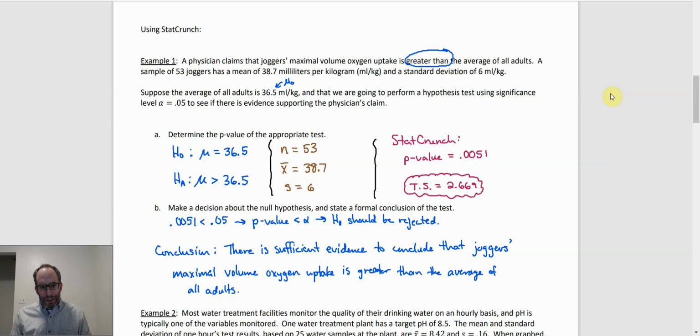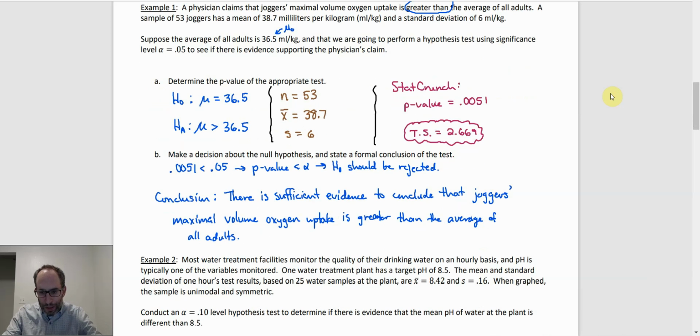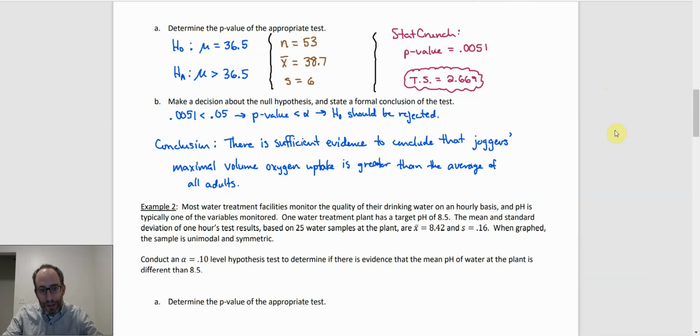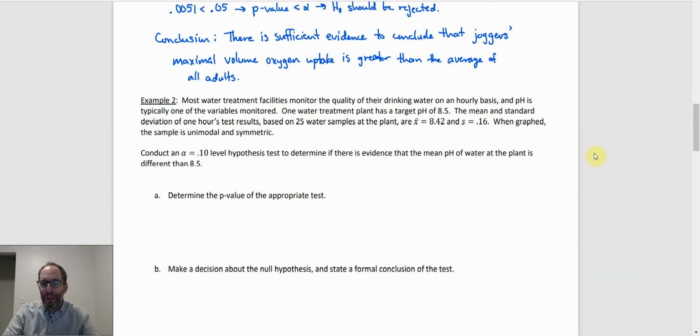All right, so that's the first one. And then the second one, let's see, the second one is going to be about pH. And also, as you would probably anticipate, it's going to be a two-sided alternative. So just like with the last ones with proportions, where we had the one that was one-sided and the one that was two-sided, we're going to keep that going.